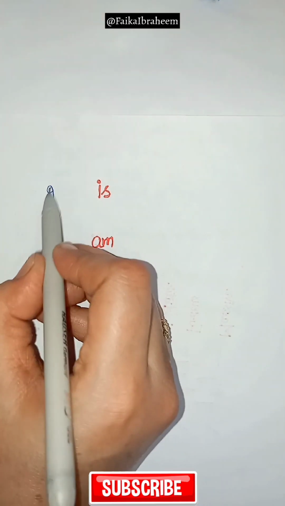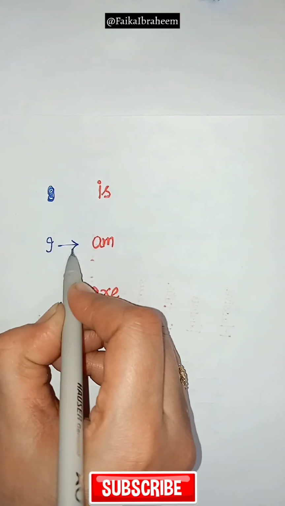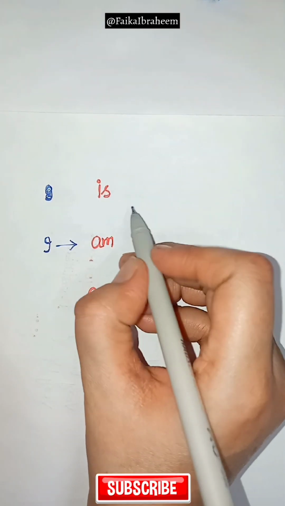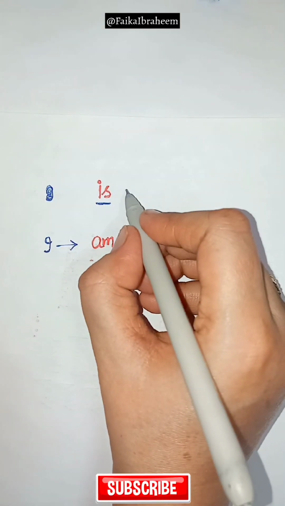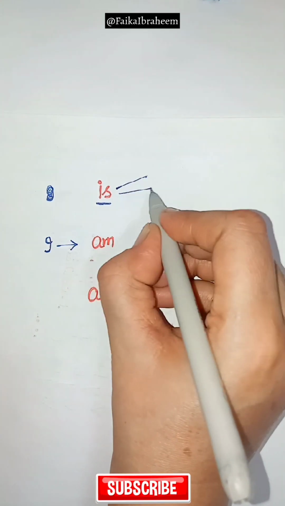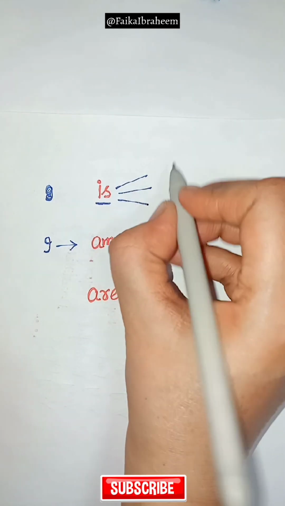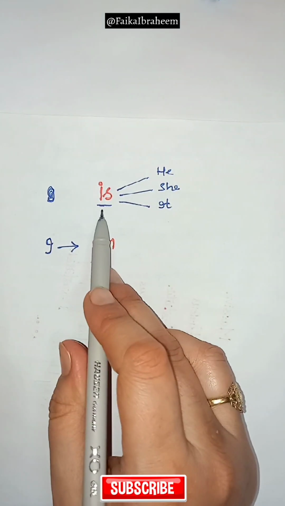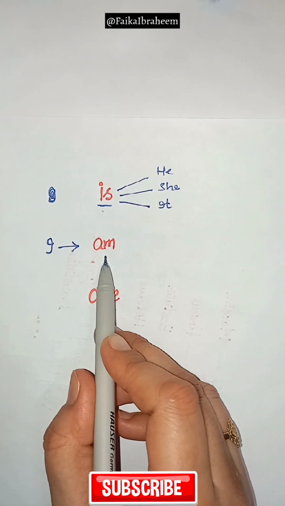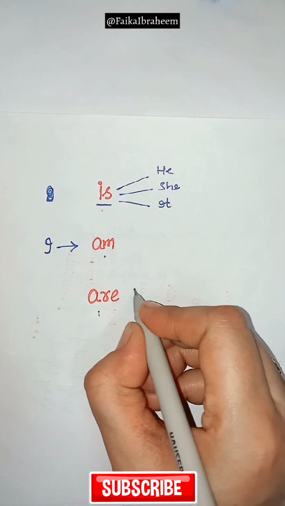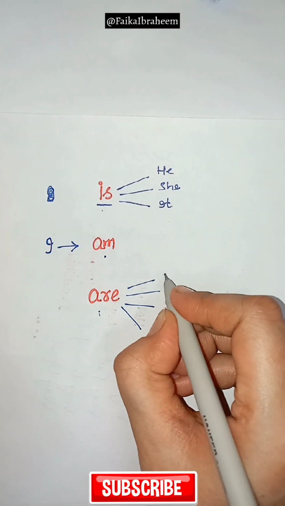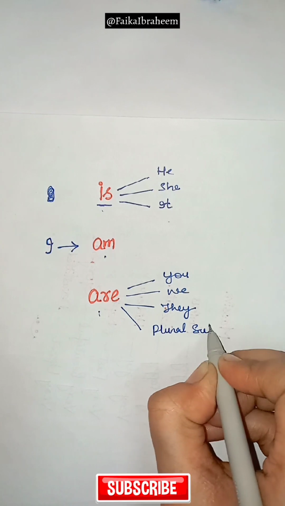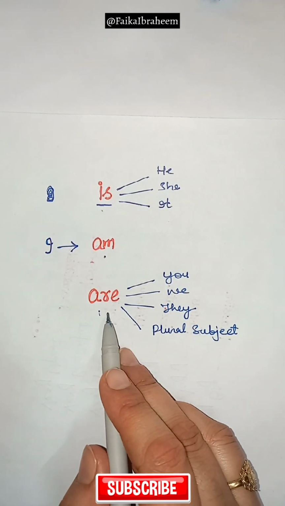So you have to remember, guys, I takes am. Is is a singular verb. He, she, it takes is, and are is a plural verb. You, we, they, plural subjects take are.